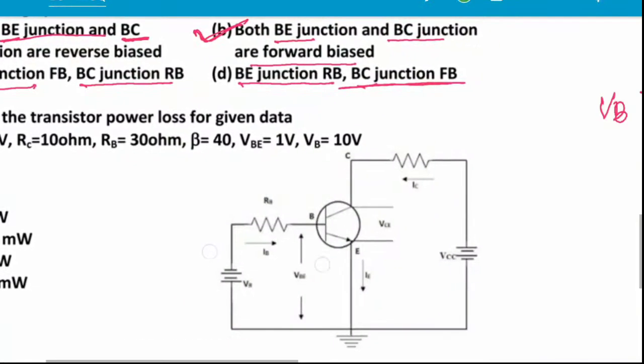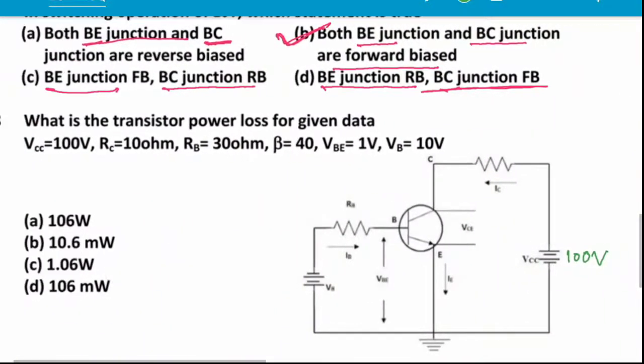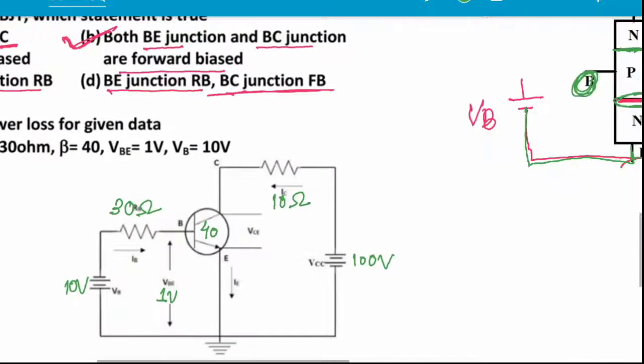VCC is 100 volt, RC is 10 ohm, RB is 30 ohm, beta is 40, VBE is 1 volt, VB is 10 volt. So here we have to calculate the power.